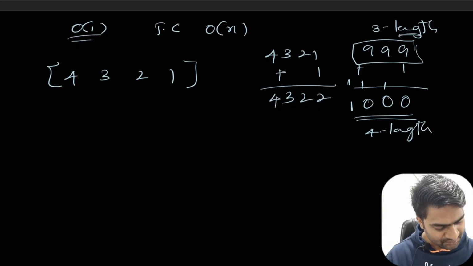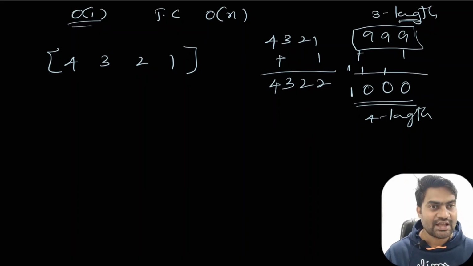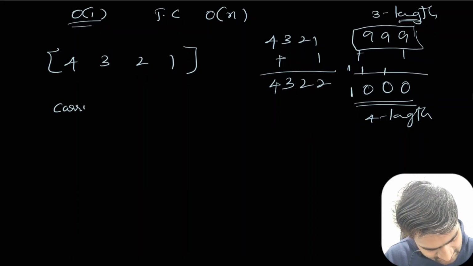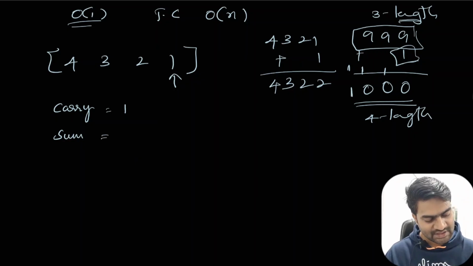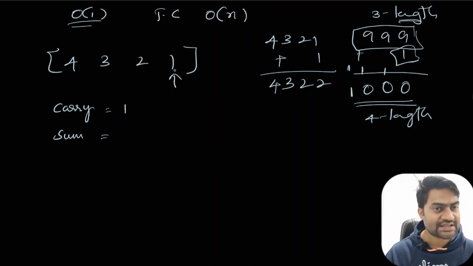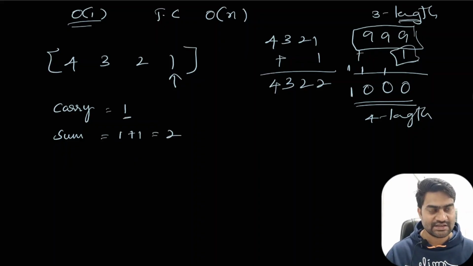So how do we do it? I will take a carry, initially let it be 1, then I will take another variable sum. Then I will start from the last number in the array, which is 1, and add the carry to it. Carry will be 1, so the total number is 2. Now this is not greater than 10, so we can simply remove this number and append this.